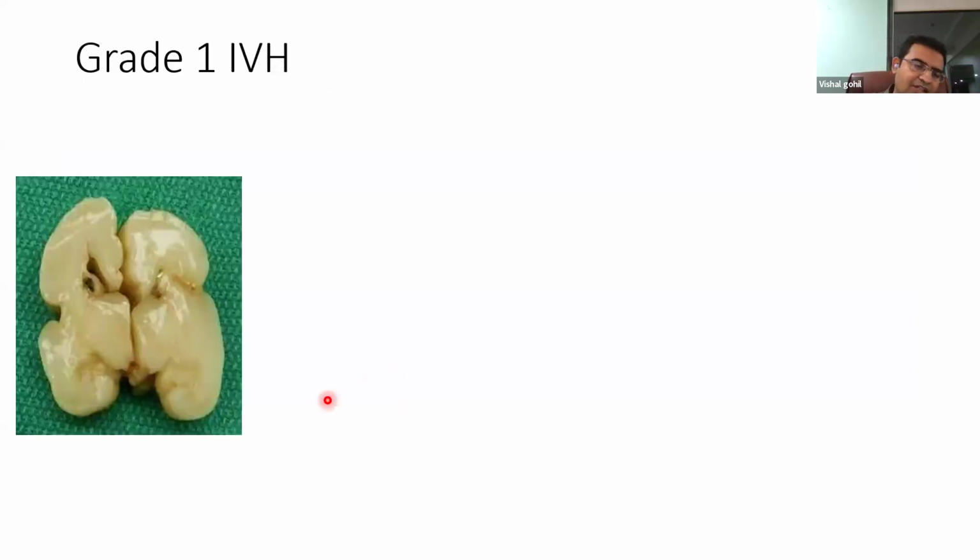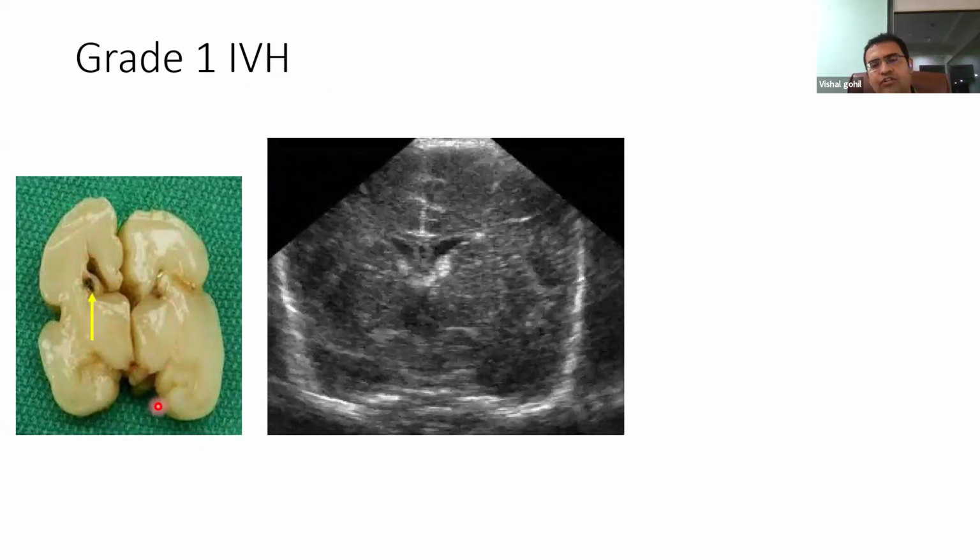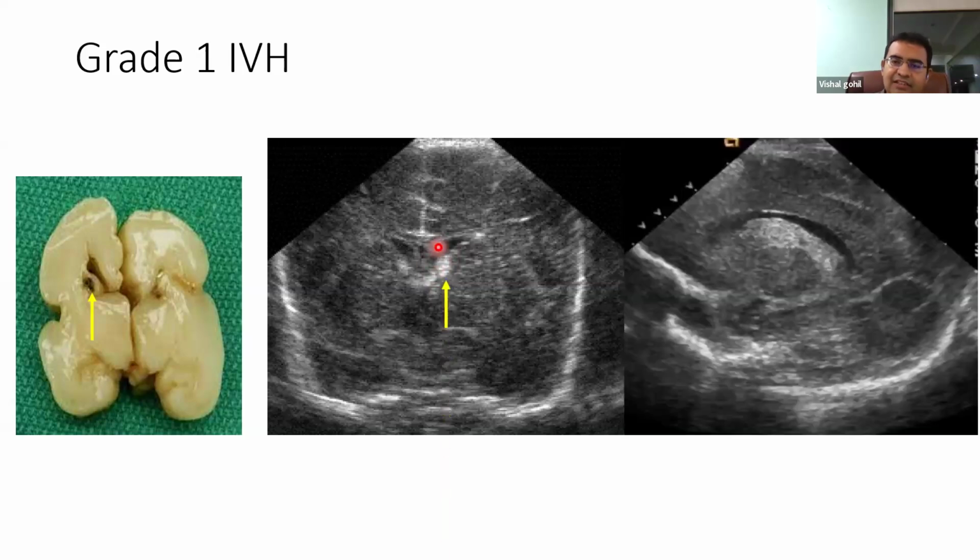How does it look? This is the coronal section of your fetal brain. You can see the blood remains in the germinal matrix. It does not leak out into your lateral ventricle. That is your grade 1 IVH. So how does it look on the coronal view? In the coronal foramen of Monro view, you can see the echogenicity over here, which is at the inferior or concave border of your lateral ventricle. And you can see the blood has not leaked out into your lateral ventricle. That is your grade 1 IVH.